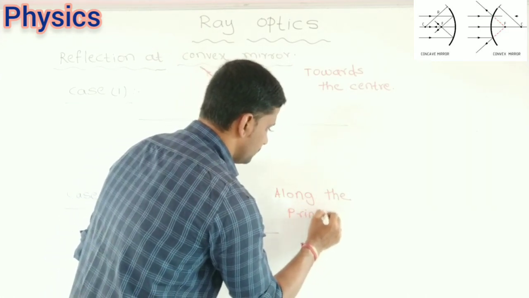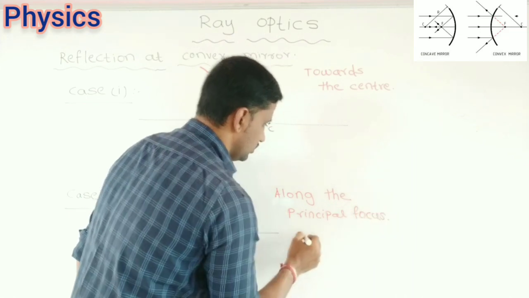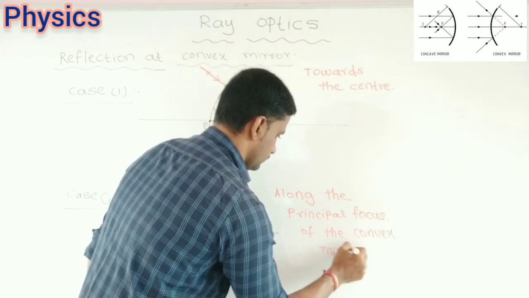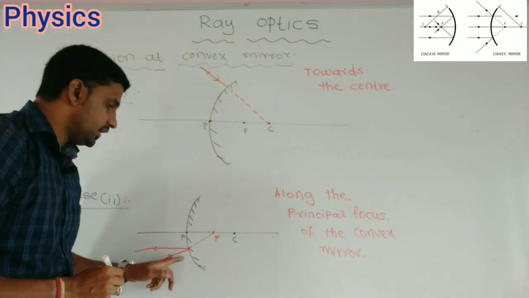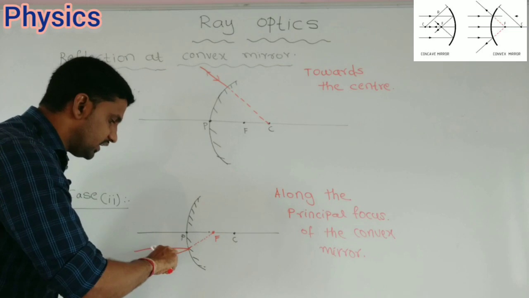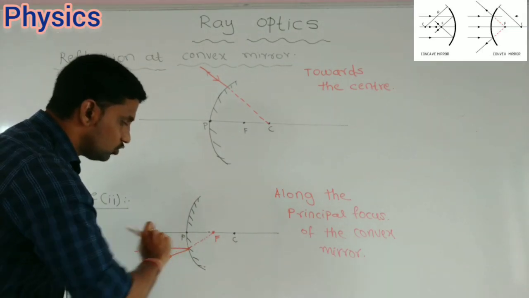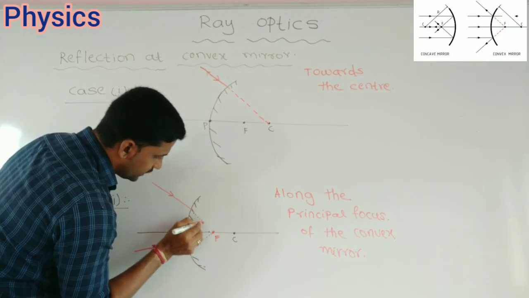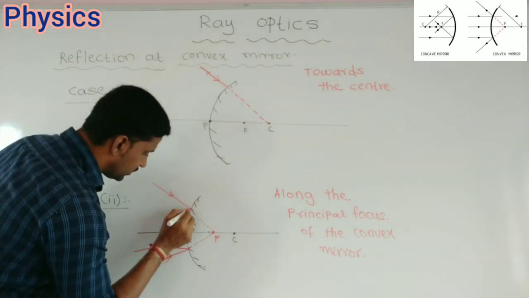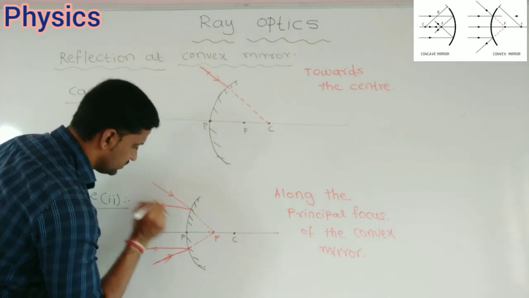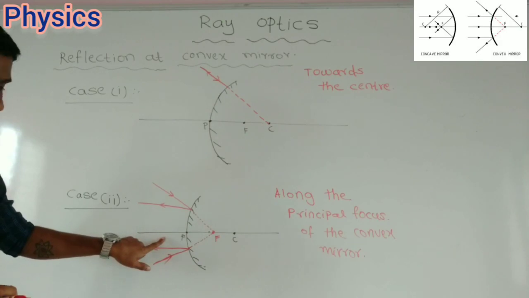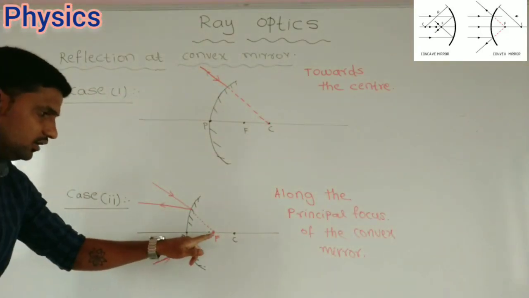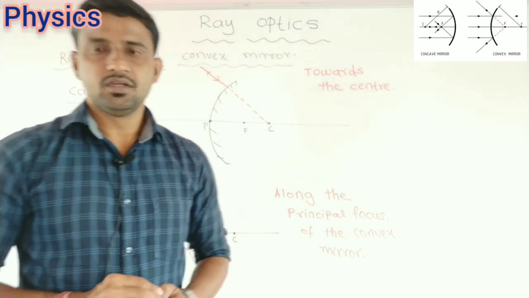So if I incident a ray of light along the principal focus of the convex mirror, then the reflected ray is always parallel to the principal axis. Suppose I incident a ray of light along the focus like this. After hitting the reflecting surface, it will reflect like this. So this one is also parallel to the principal axis. That is about spherical mirrors.